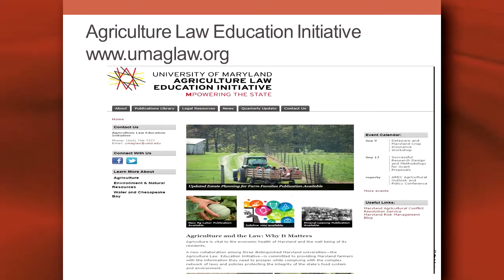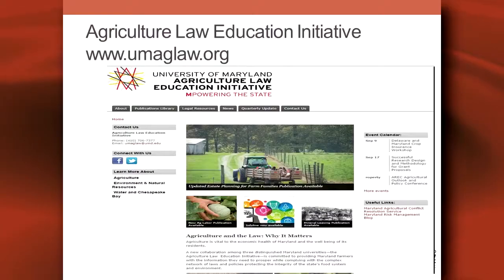Screenshot of our website. If you look here, you can see that we have a publications library, and legal resources, which is a tab designed by the University of Maryland's Carey School of Law. Their law library put together some resources to help people search the legal information they need to know. There are also news, a quarterly update, and a way to contact us.